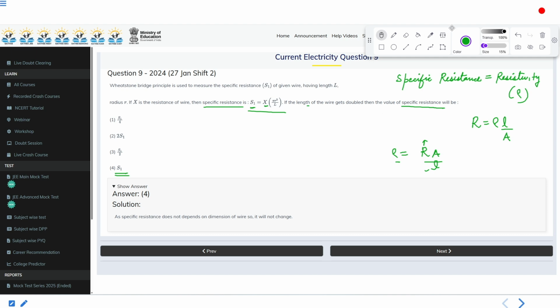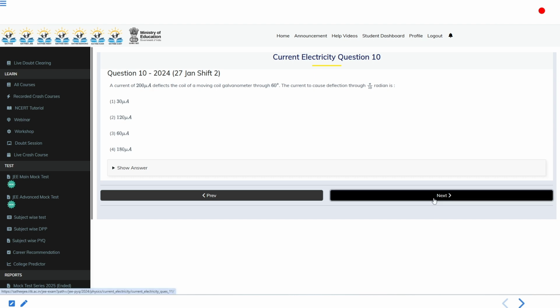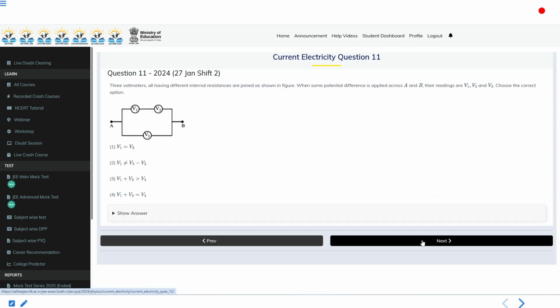So let's move on to the next question. Okay, so this is the question. 3 voltmeters, all having different internal resistances, are joined as shown in the figure. When the same potential difference is applied across A and B, their readings are V1, V2 and V3. Choose the correct option.